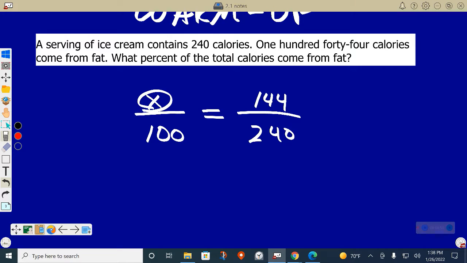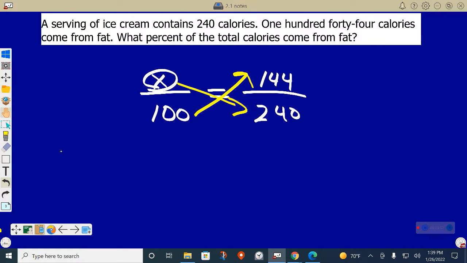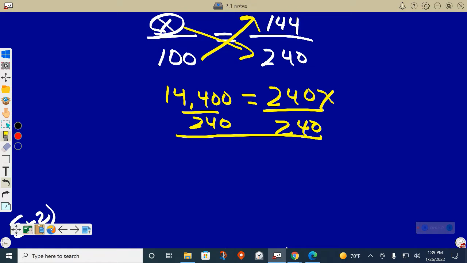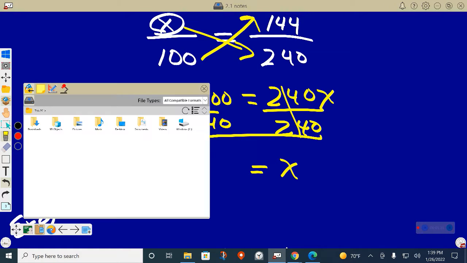So let's go ahead and cross multiply here and here. And let's see what we got. 100 times 144 is going to be 14,400 equals x times 240 is going to be 240x. Rocking and rolling. Let's divide by whatever's next to x, in this case 240. So x then is going to be 14,400 divided by 240.